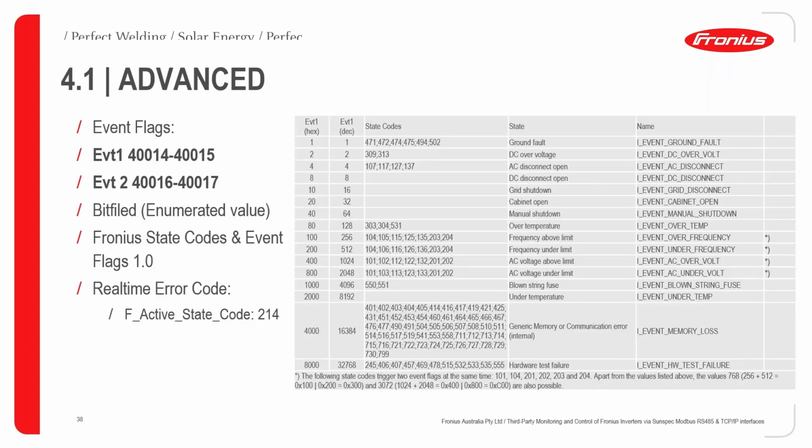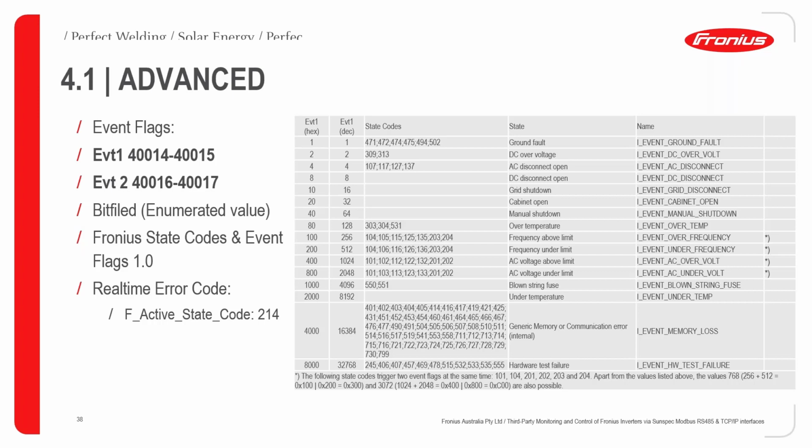I won't go too much into detail here, but it's something to be aware of. You can also read the state codes on the inverters themselves when they arrive. There are two registers for this, the event 1 and event 2 registers, which are represented in the table there. You can get more information in the Fronius state codes and event flags. That's a spreadsheet file, and multiple spreadsheets will be part of that, which you can open, explore, and play around with a little bit as well.